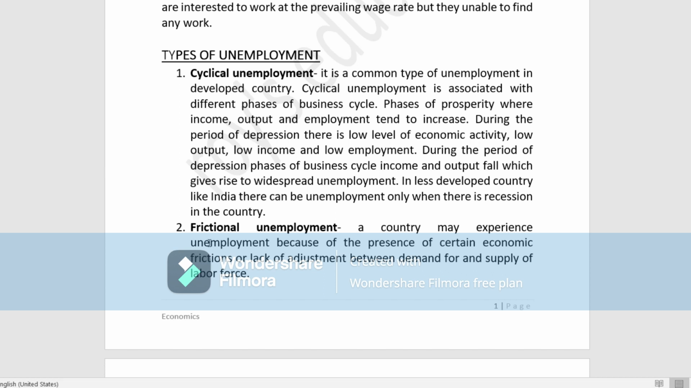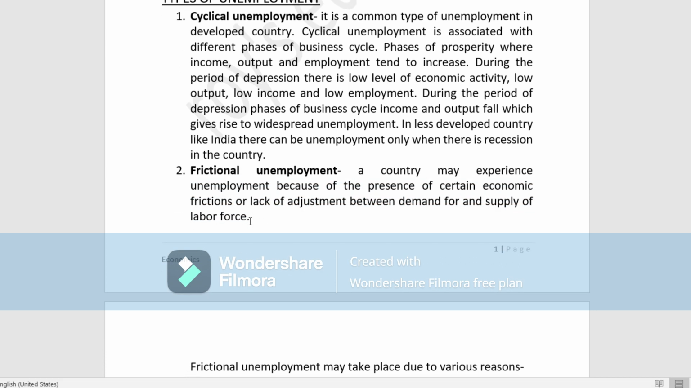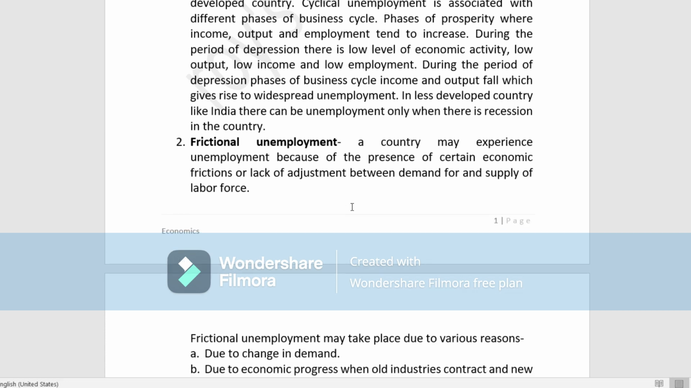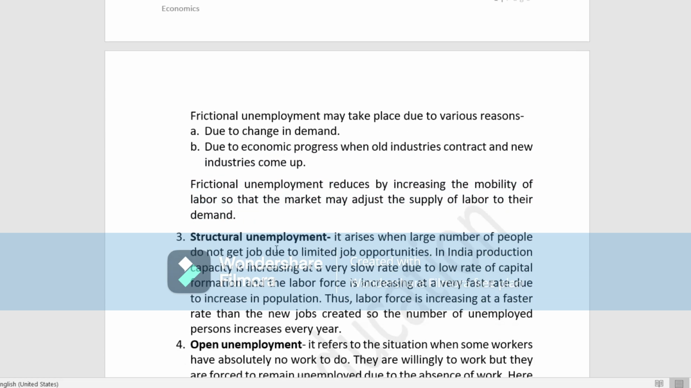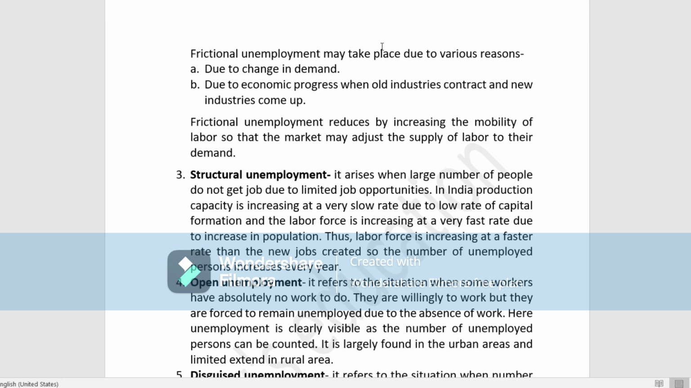Next is frictional unemployment. What is the meaning of frictional unemployment? A country may experience unemployment because of the presence of certain economic frictions or lack of adjustment between the demand for and supply of the labor force. When there is such a lack of adjustment, we can say that the country is experiencing frictional unemployment. This may take place due to various reasons.